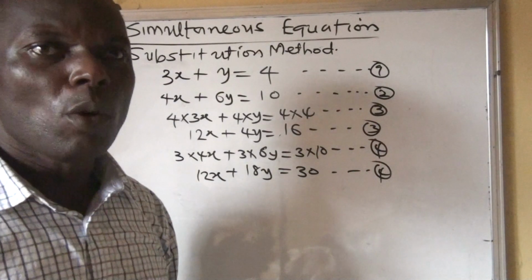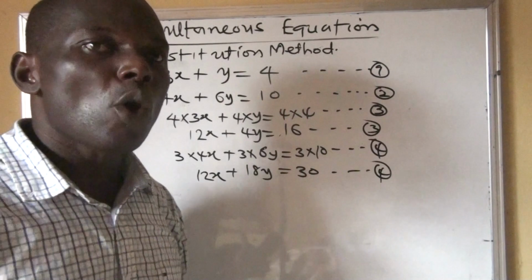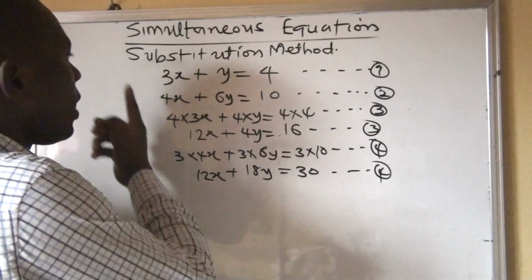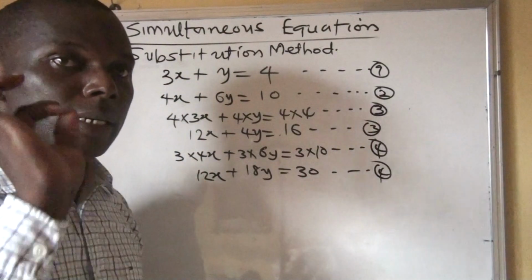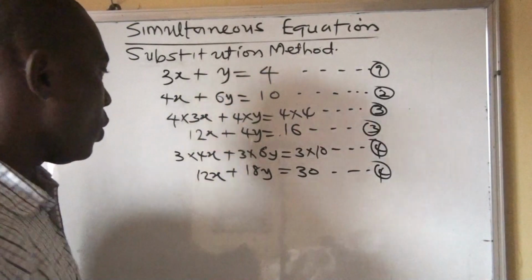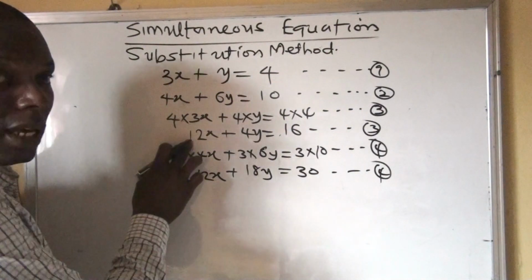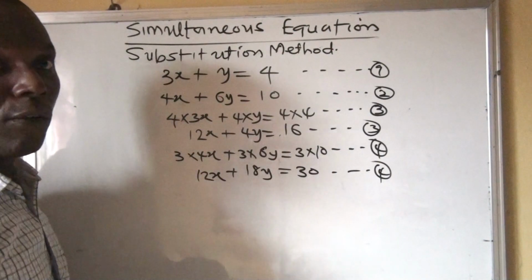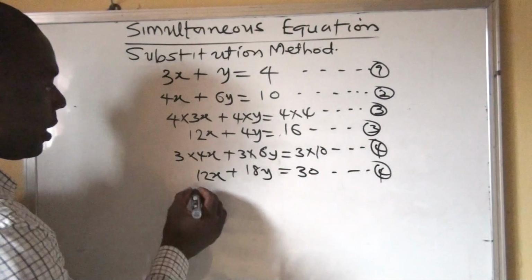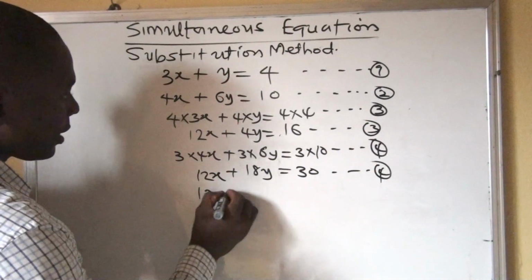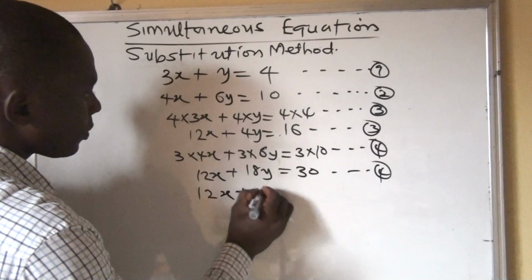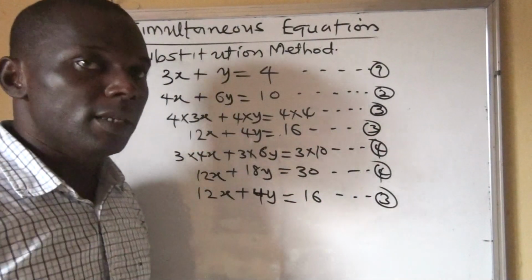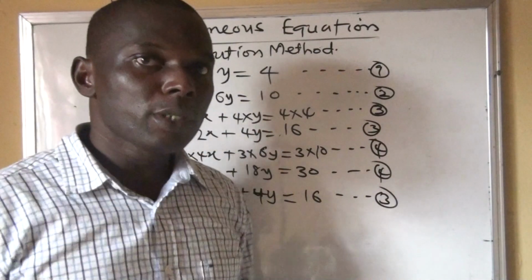Once you have done that, you want to eliminate. Before you can eliminate, all you need to do is to see that the coefficient of x in equation 1 and equation 2 are made the same. Okay, that's what was just done. If you look at the coefficient of x now, in equation 3 it is 12, and that of equation 4 is also 12. Okay, so let's combine the equations. Equation 3 is 12x plus 4y equals 16. This is equation 3.